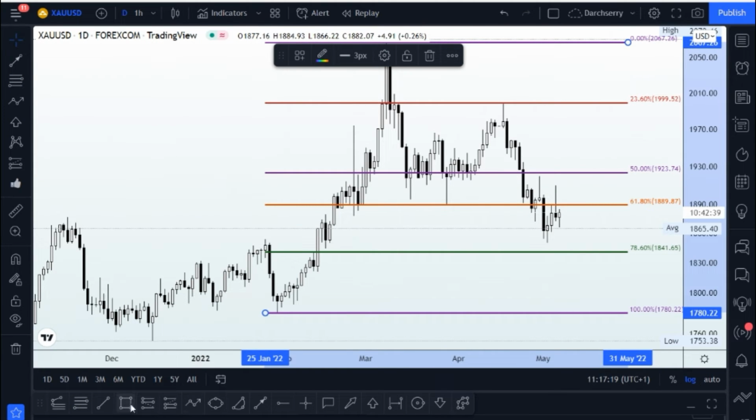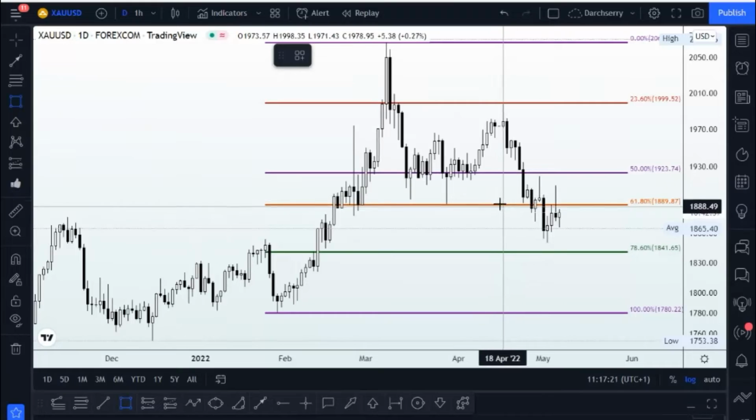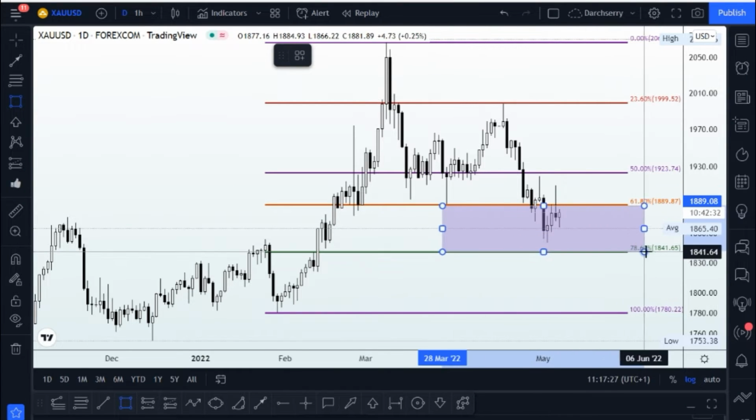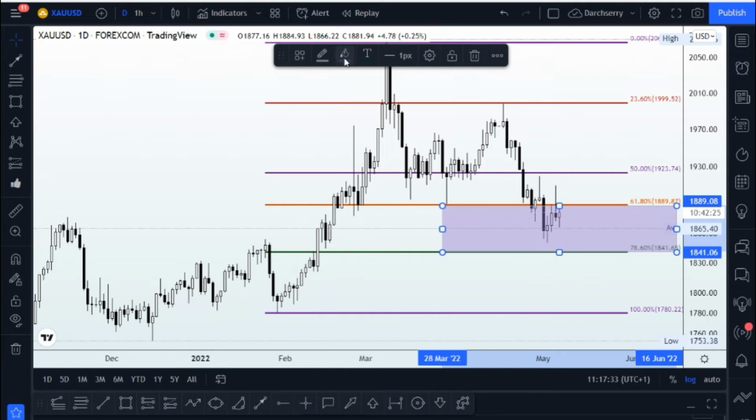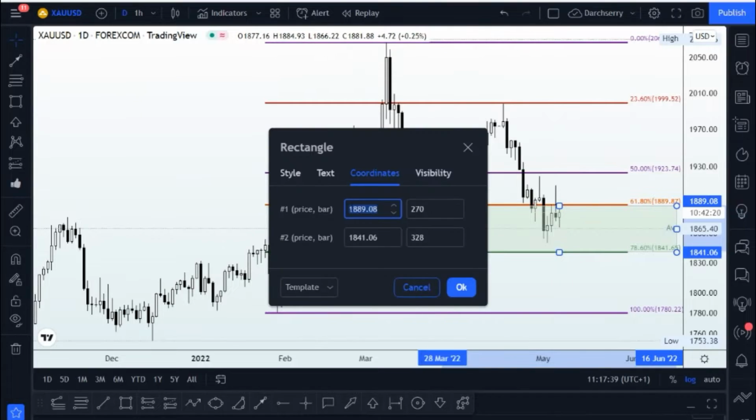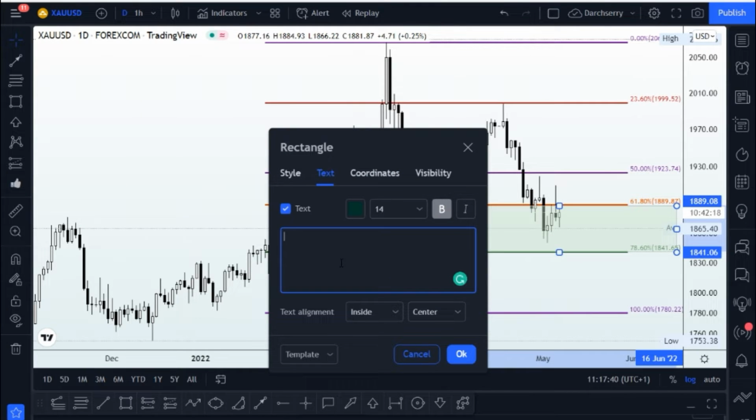We saw that price is currently within that golden zone area, which is exactly between 61.8 and 78.6. So let's give this a green, because that will definitely be our new demand zone going forward. So there's a buy opportunity right within the demand zone. So that's what we have at this point.